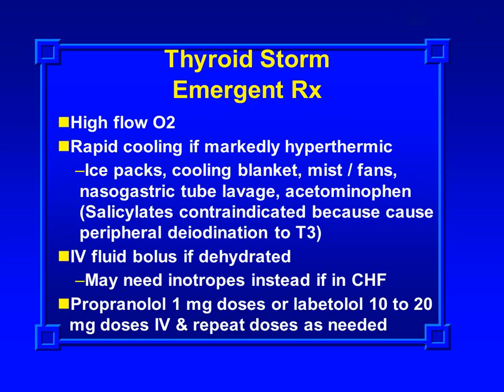Thyroid storm emergent treatment. High flow O2. Rapid cooling if markedly hyperthermic: ice packs, cooling blanket, mist, fans, nasogastric tube lavage, acetaminophen. Salicylates contraindicated because they cause peripheral deiodination to T3. IV fluid bolus if dehydrated. May need inotropes instead if in CHF. Propranolol 1 mg IV doses or labetalol 10 to 20 mg IV doses and repeat doses as needed.